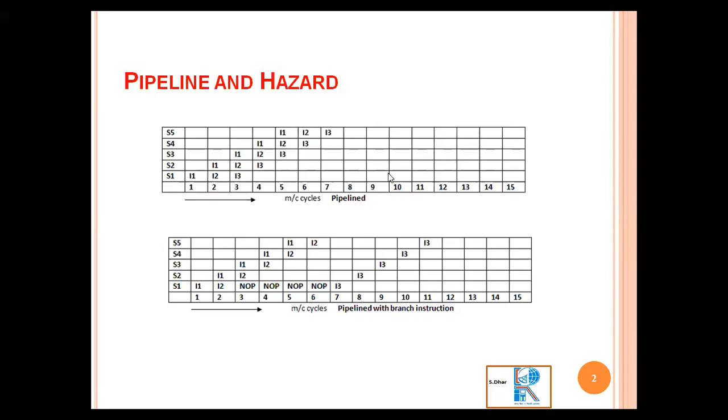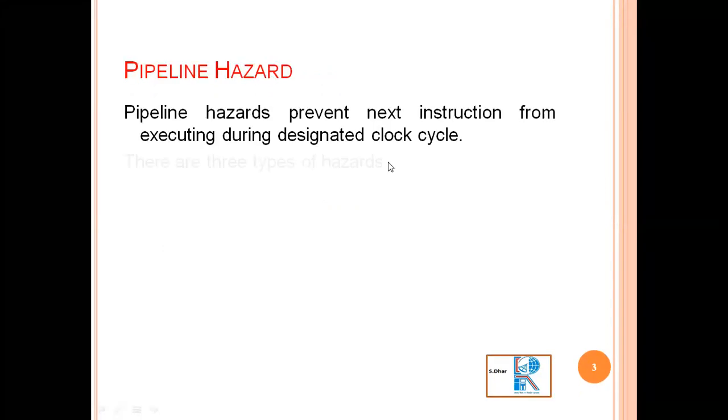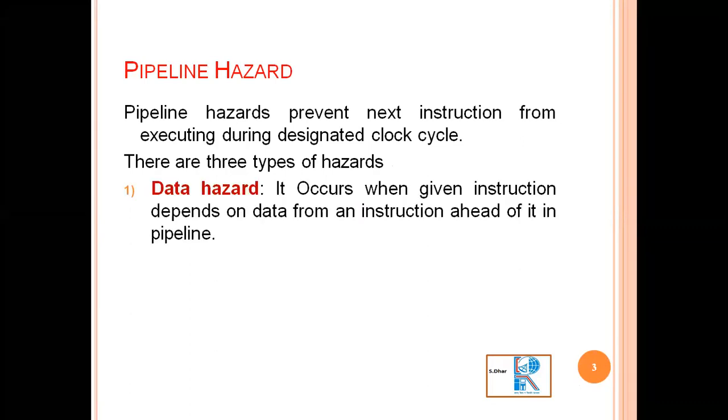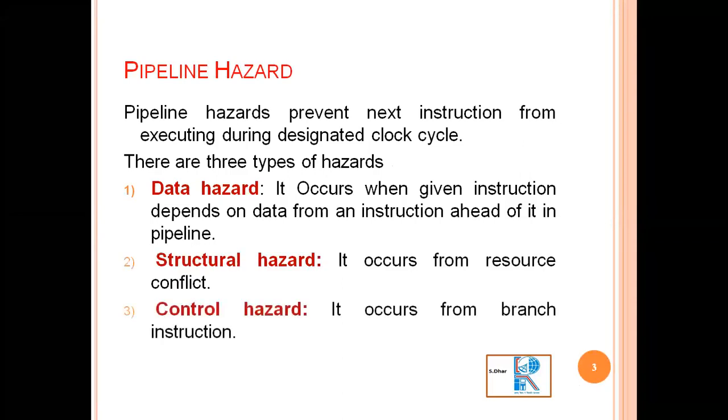Clear? Now, here it is written, pipeline hazard prevents the next instruction from executing during its designated clock cycle. That means if a pipeline hazard occurs, the next instruction after the particular cycle, it may be the branch instruction or any other instruction, has to stop, and that is called the pipeline hazard. Clear? There are three types of hazard in a system.